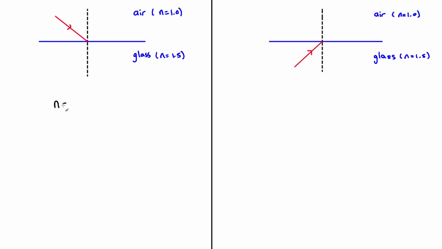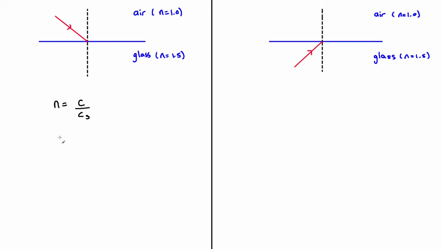The refractive index n of a substance is the speed of light in a vacuum divided by the speed of light in that substance. Now the speed of light in air is pretty much the same as it is in a vacuum, 3 times 10 to the 8 meters per second. So if these are the same, we work out the refractive index of air, it is 1. But the light will slow down as it crosses into the glass because it's got a much higher refractive index.